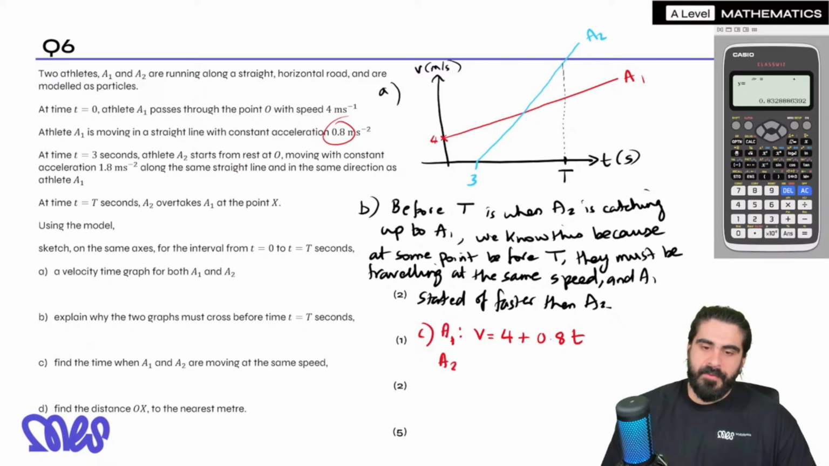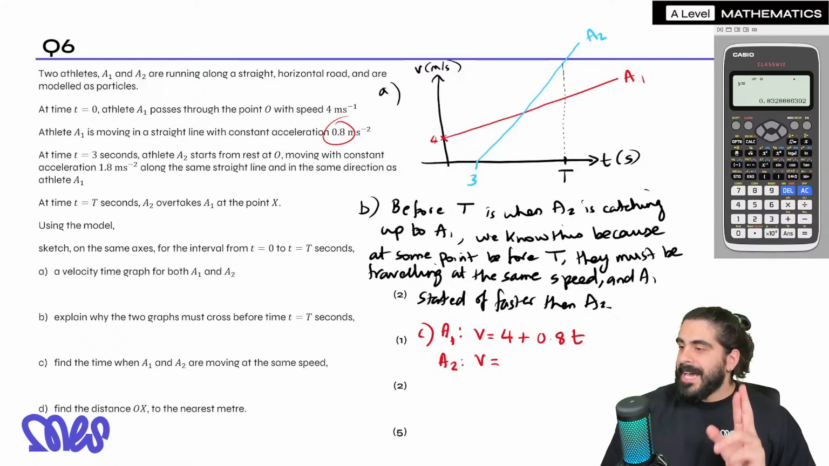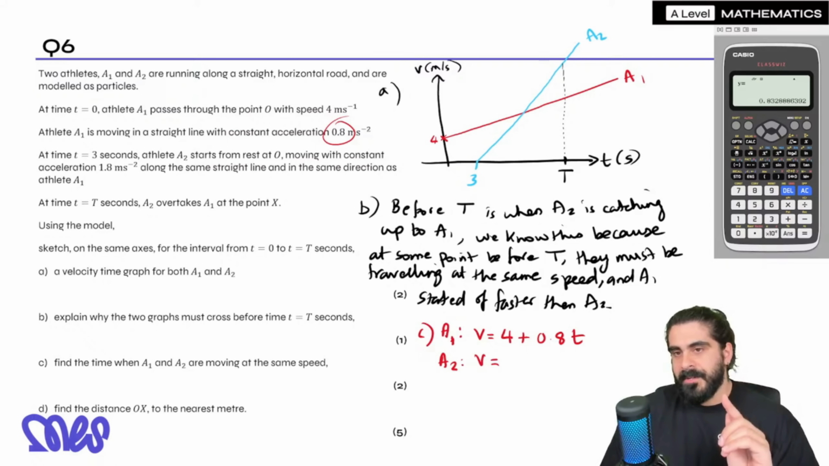Now be very careful about A2. What is the equation of motion for A2? If you think about it, for the second athlete, when they have been running for 3 seconds, athlete 1 has been running for 6 seconds. So we need to think about this generally. Meaning, for every time that athlete 2 has been running, athlete 1 has already been running for 3 seconds more.